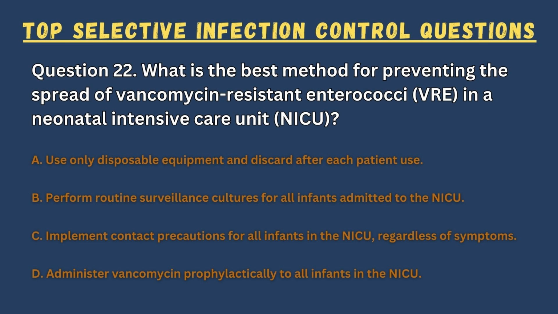Question 22. What is the best method for preventing the spread of vancomycin-resistant enterococci, VRE, in a neonatal intensive care unit, NICU? A. Use only disposable equipment and discard after each patient use. B. Perform routine surveillance cultures for all infants admitted to the NICU. C. Implement contact precautions for all infants in the NICU, regardless of symptoms. D. Administer vancomycin prophylactically to all infants in the NICU.